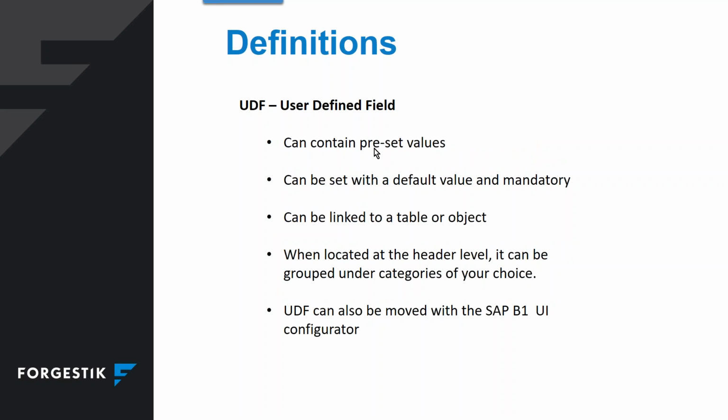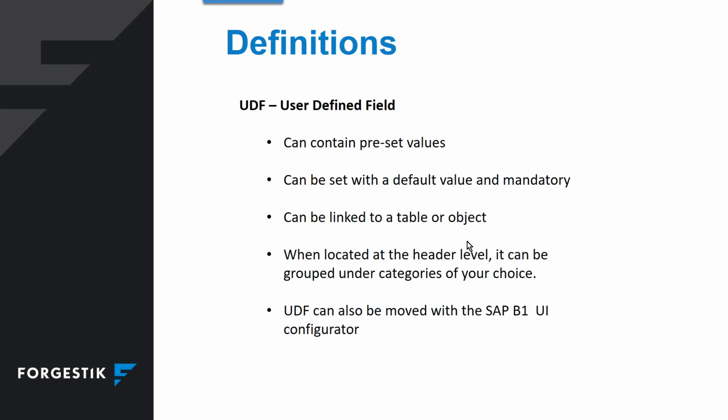With those user-defined fields, we can set preset values, so every time you use it, it will just come with a default value. This default value can be mandatory if you want, or you can just make an empty mandatory field, meaning that before you can add or update your document, SAP will ask you to fill in the value on that field. The field itself can be linked to other tables or objects. It is very useful to make combo lists and things like that.